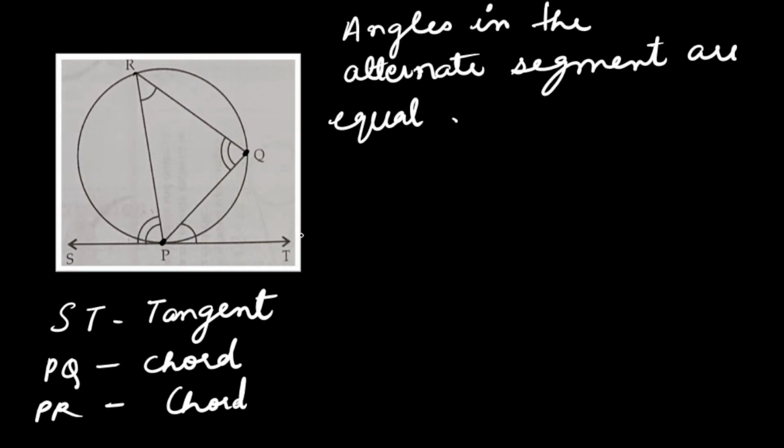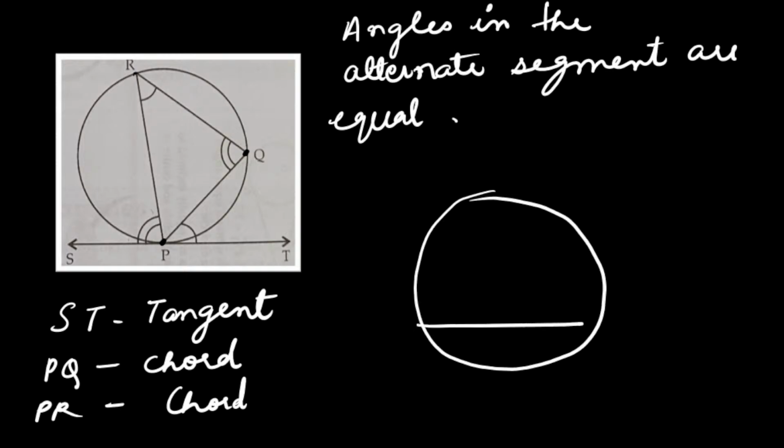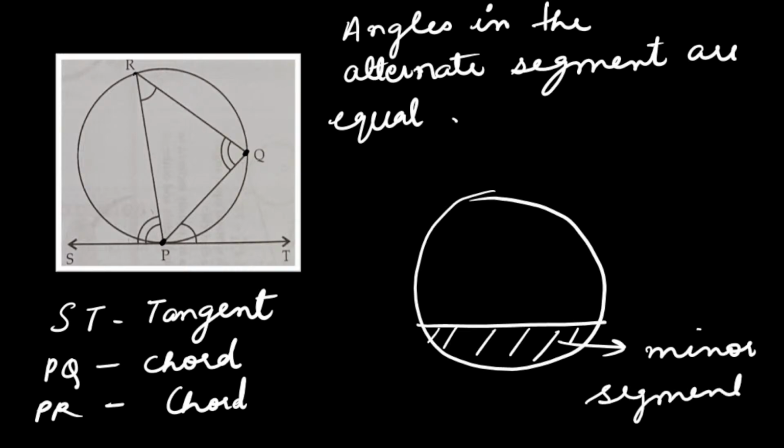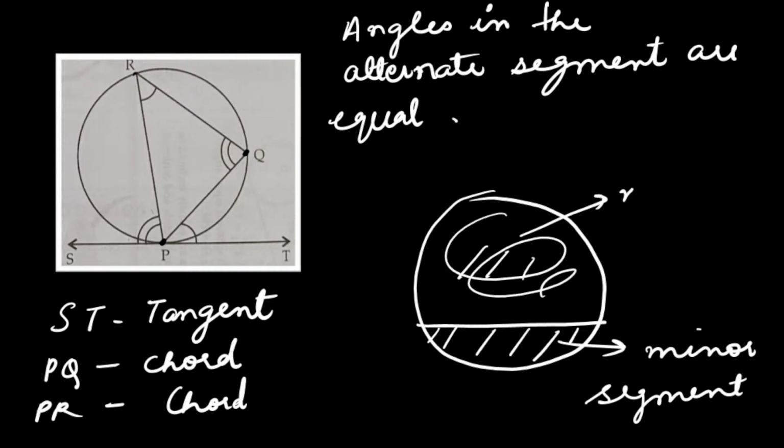Here the property says angles in the alternate segment are equal. How to recognize these angles? First of all, segments: if this is a circle and I have one chord, the chord divides the circle into two segments. This is the minor segment, and this other part is the major segment. So a chord divides the circle into two segments.